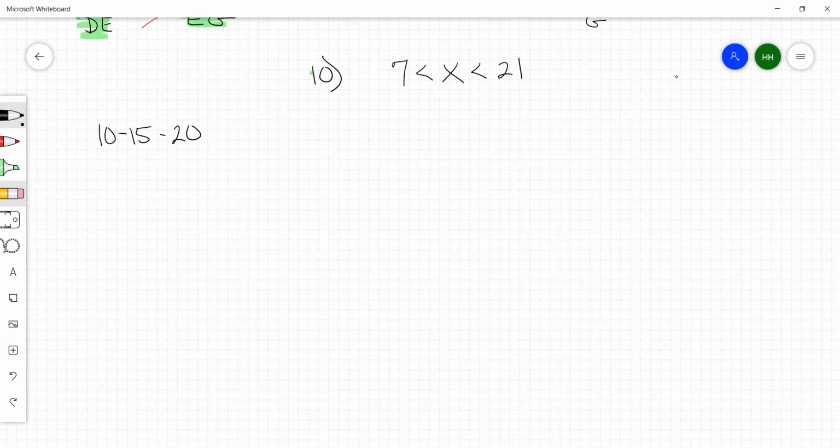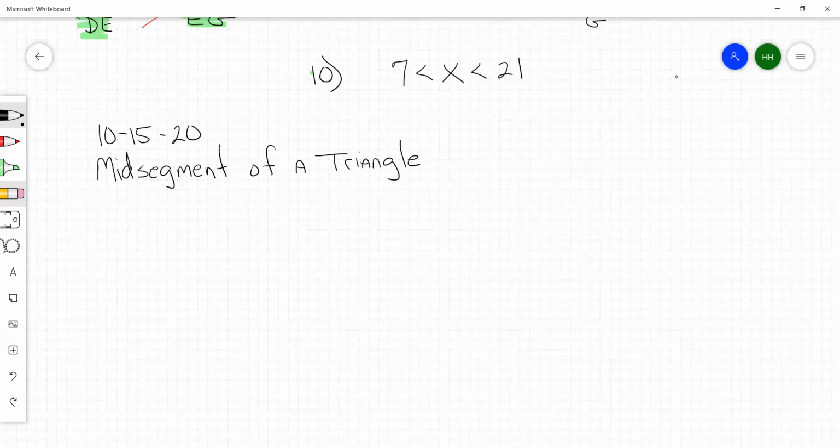Okay, today we're going to talk about midsegment of a triangle. And before that, let's talk about this.